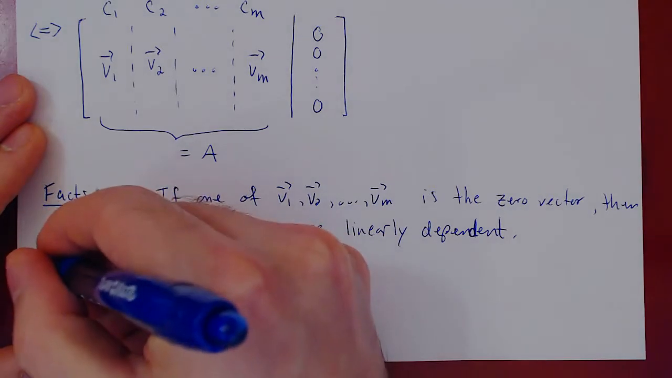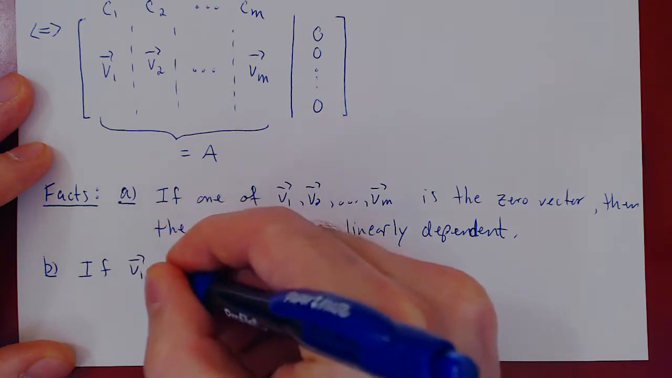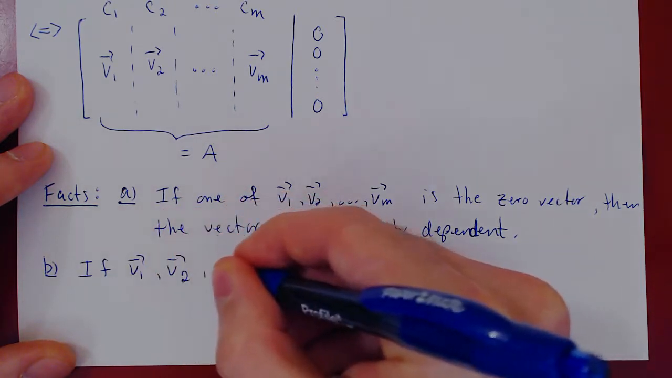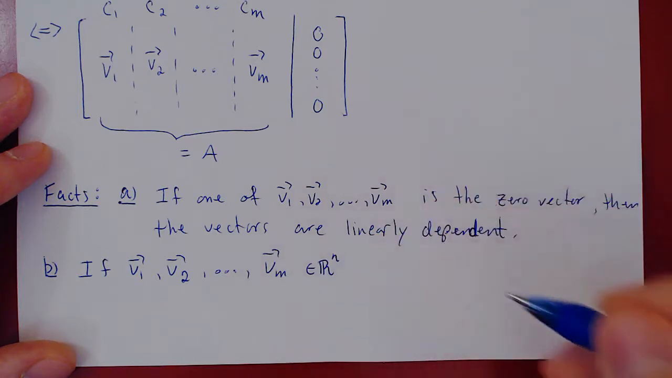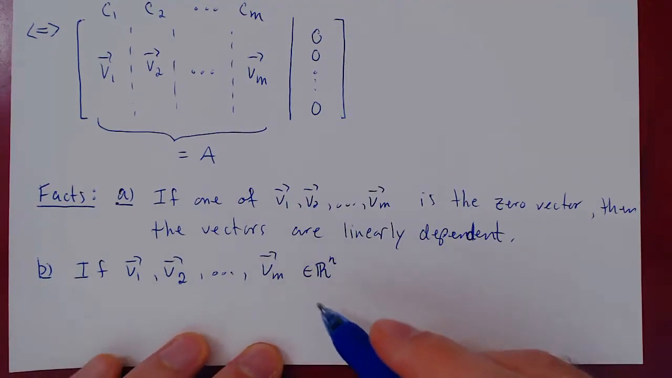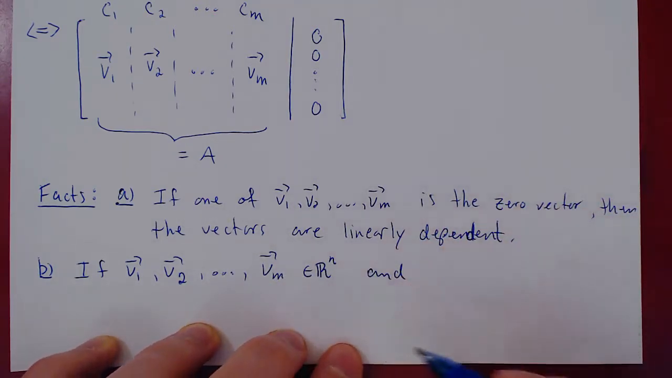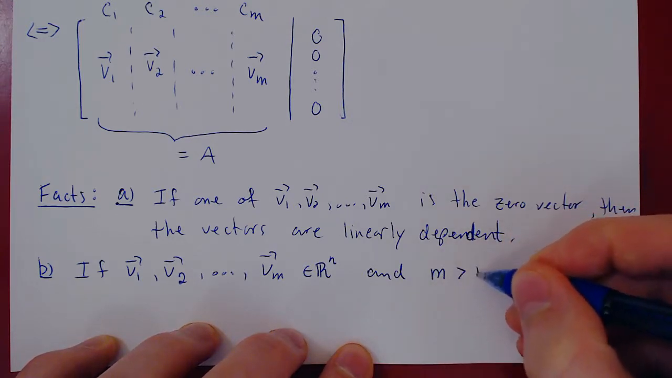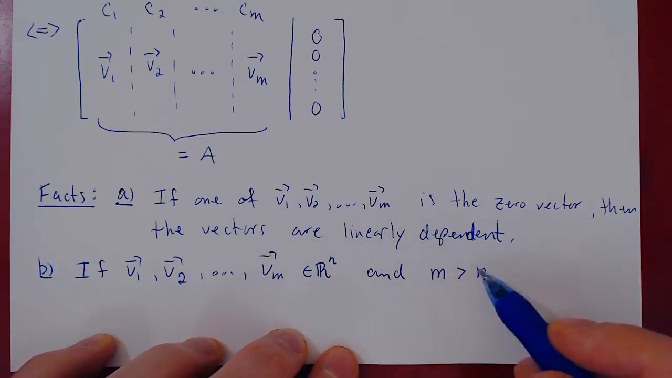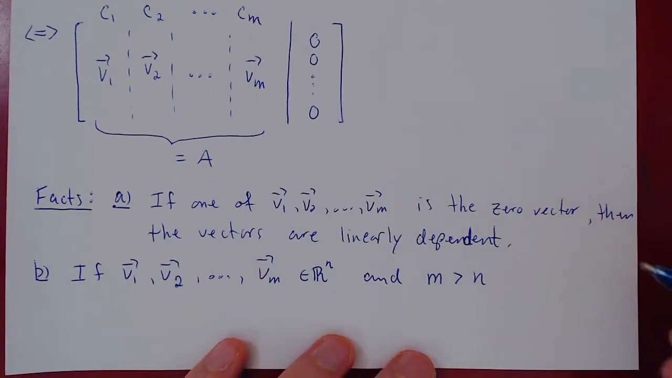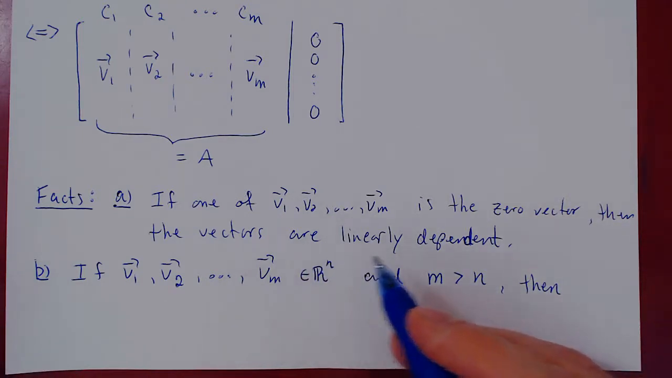Another shortcut, and that is, let's recall that we have taken m vectors in Rn. So we consider m vectors, v1 through vm in Rn, and let's assume that we have more vectors than n. So m is strictly bigger than n. So these are our 2 assumptions. We have m vectors in Rn, and we have more vectors than n. Then, the conclusion is the same as part A. The vectors are automatically linearly dependent.